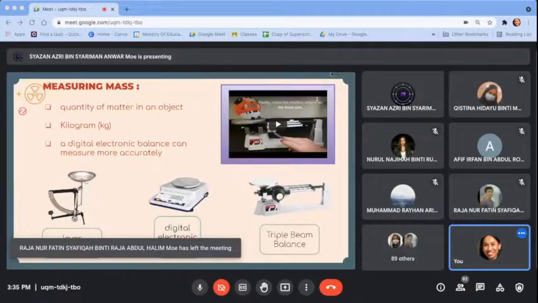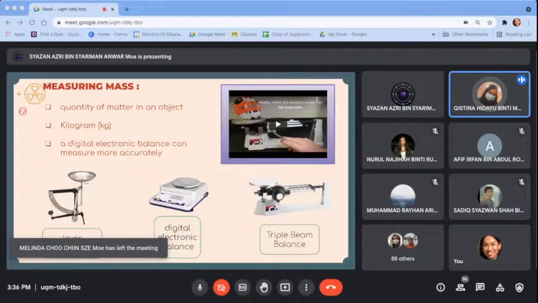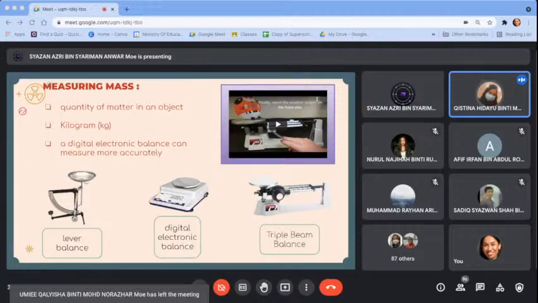Okay, next is measuring mass. Mass is the quantity of matter in an object. The SI unit of mass is the kilogram. We can use measuring instruments such as a lever balance, digital electronic balance, and triple beam balance. But if we use a digital electronic balance, we can get a more accurate reading of mass.